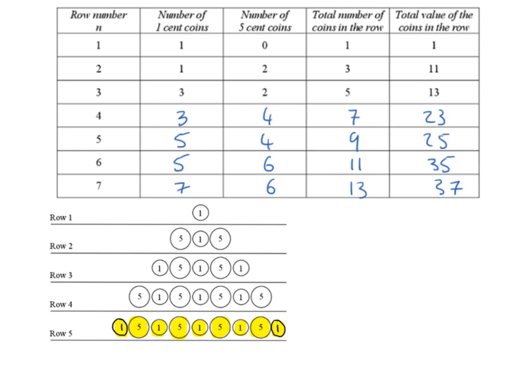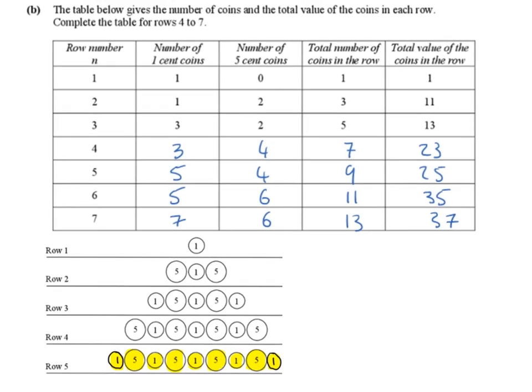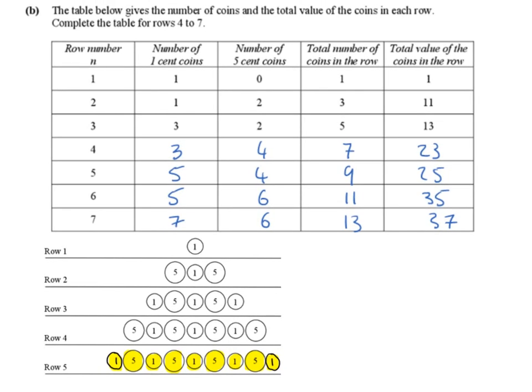So we now want to know about row 6 and row 7. So we could draw out row 6 and then underneath it draw out row 7 and then just do like we did, add them all up. Or we could have a look and see what the pattern is in the numbers.